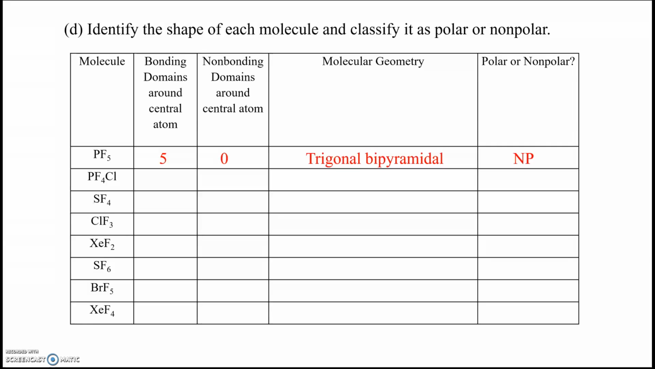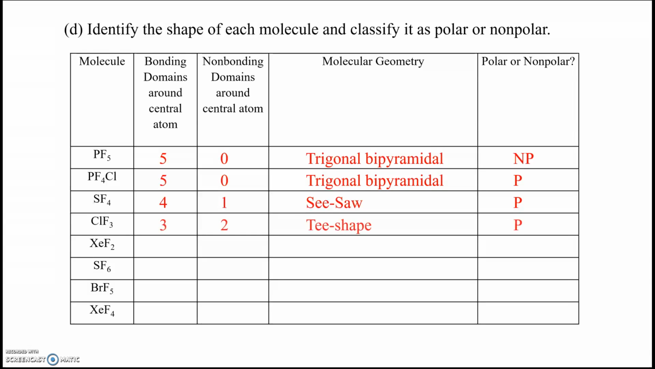Now, we would expect PF4Cl to probably be polar because we've substituted one of the fluorines for a chlorine, and that gives us the 5-0 configuration in terms of domains in the trigonal bipyramidal, but because it's asymmetric, it's going to be polar. All right, the next one is sulfur tetrafluoride. I've got 4 bonding domains, 1 non-bonding domain. This is going to be a seesaw configuration and it's going to be polar because it's got a non-bonding domain.